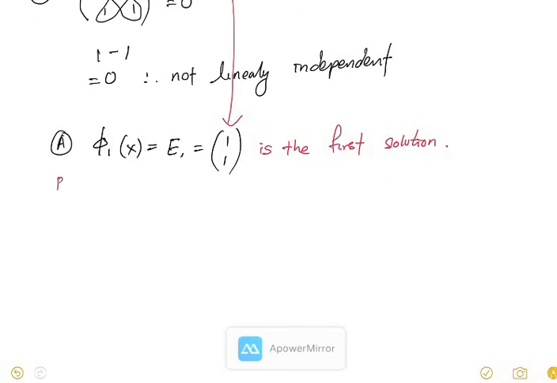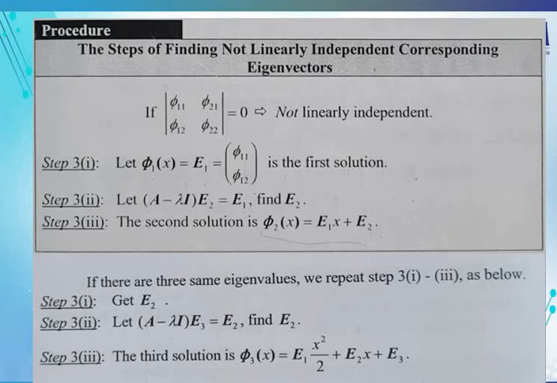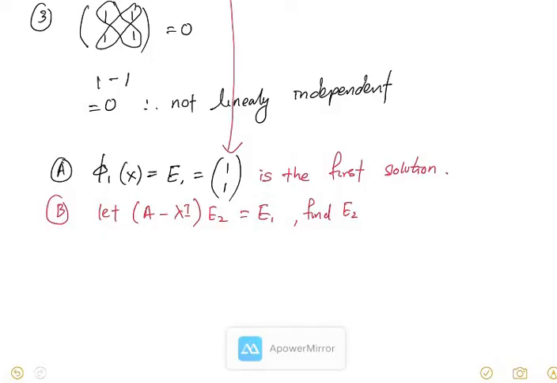And then B, we assume A minus lambda I times E2 equal to E1. Then you need to find the E2. That is the procedure written in step 3.2. Okay, find E2. So now you assume E2 equal to A and B.